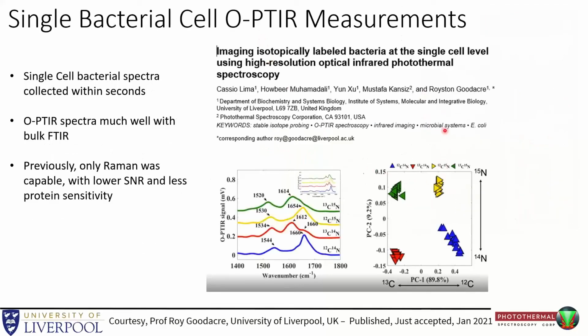I think this is my last paper example. This is from Roy Goodacre's group at Liverpool, and they used O-PTIR to target single bacterial cells. And this is something that's never been done before, because regular IR could never resolve single bacteria. And they did, and they fed these bacteria different isotopes, heavy carbon, heavy nitrogen, and that has a huge impact on the amide 1 and also the amide 2 signatures. And from that, you can learn a lot about the metabolism of the cells.